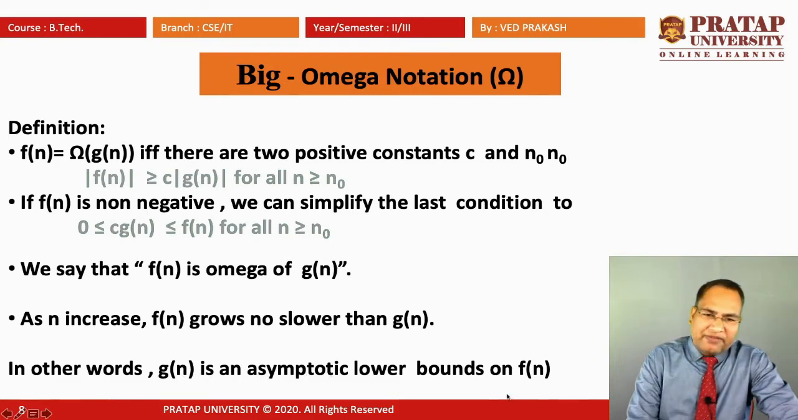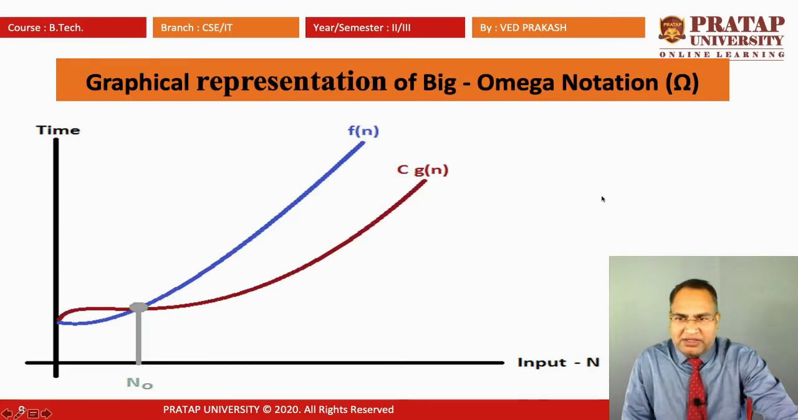Using the graphical notation, we consider that C times G(n) denotes the lower bound, and it is used to determine the lower bound of the function. F(n), beyond a constant value n0, is always higher than C times G(n).